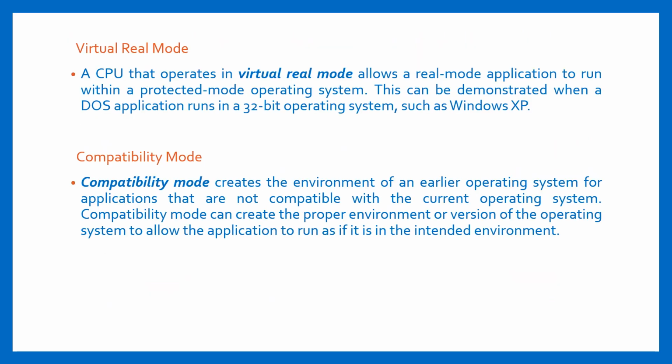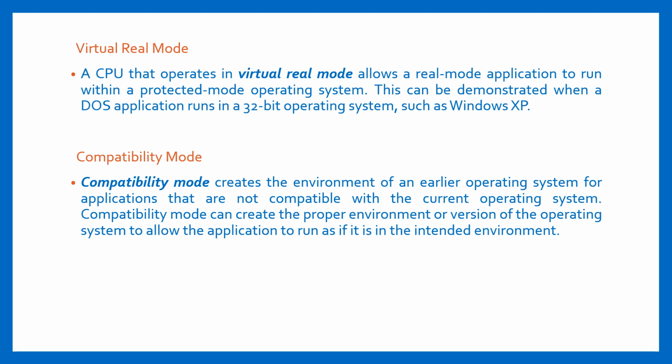And the other mode is virtual real mode. Virtual real mode means it allows a real mode application to run within a protected mode operating system. A simple example for this is, if you are having a 32-bit operating system like Windows XP, in that Windows XP you are able to use the DOS application. You go to the start, type command, command prompt, then your DOS application will open, and there you can give all the commands. So that is a DOS application.